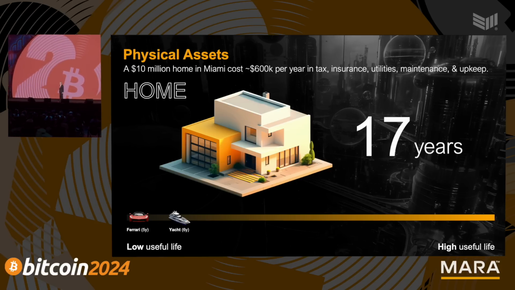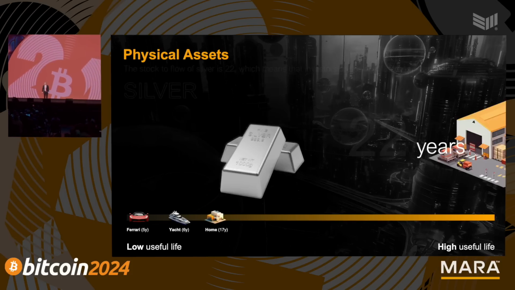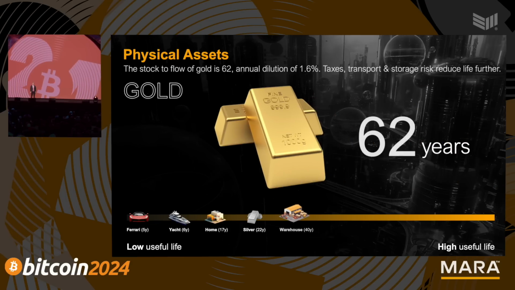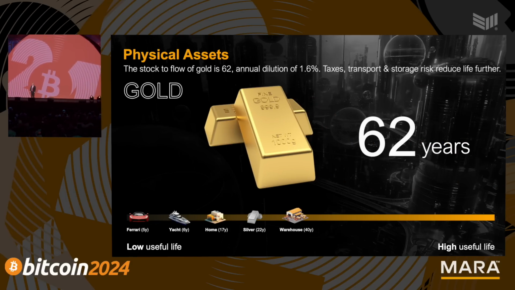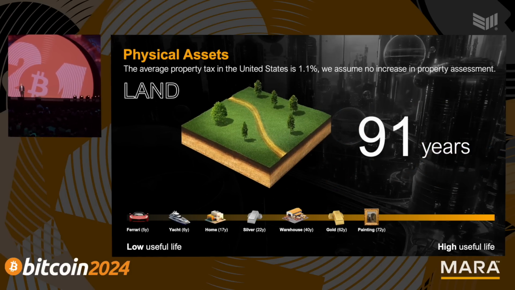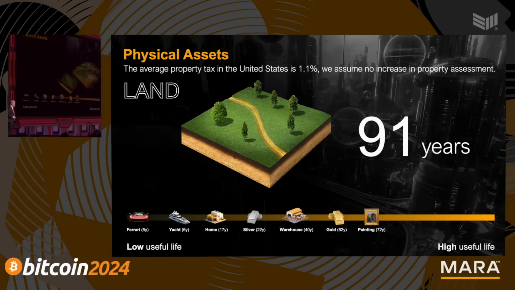Silver, 22 years. A warehouse, 40 years, maybe 50 years. Bar of gold, 62 years. A painting, 72 years. Land, the average property tax in the United States is 1.1%. That means your money is going to last 91 years unless the government reassesses the value of your property. Then it's going to last less than 91 years.